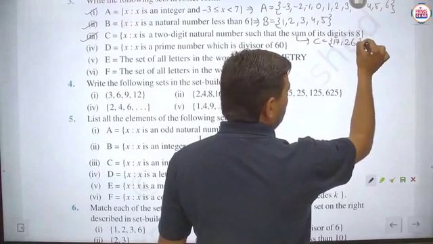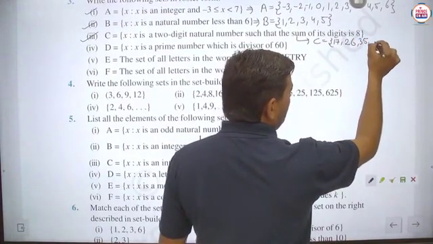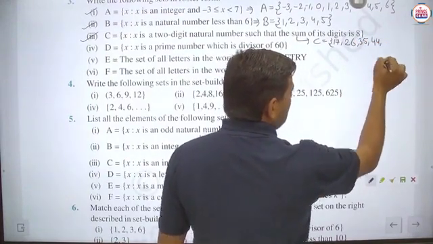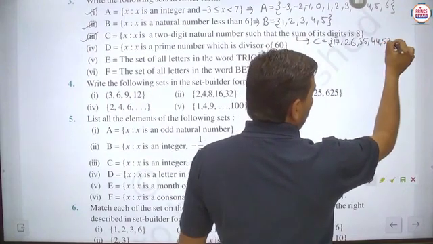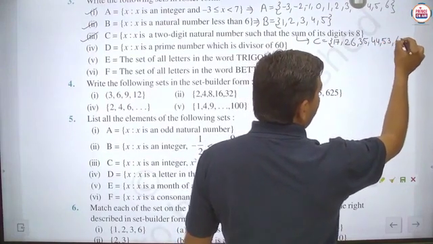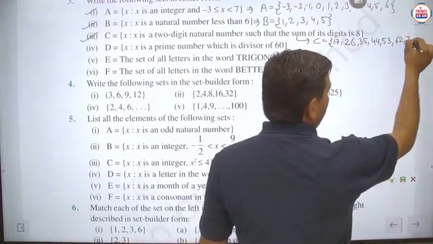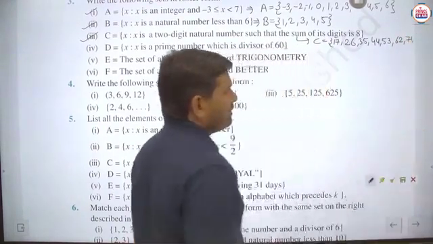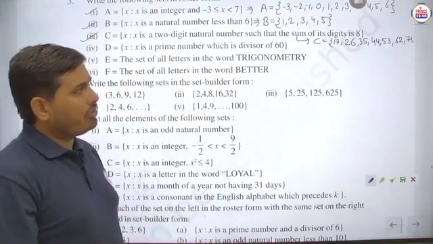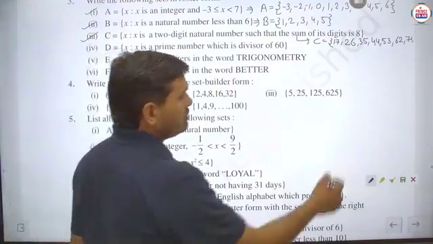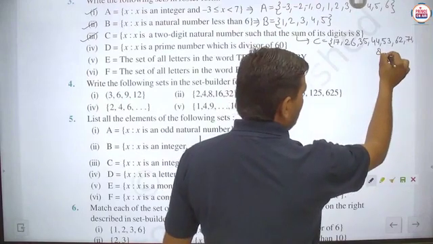Next we take 35. Next we take 44. Next we take 53. Next we take 62. Next we take 71. Is it clear? And then one more number is available, which is 80. Is it clear?